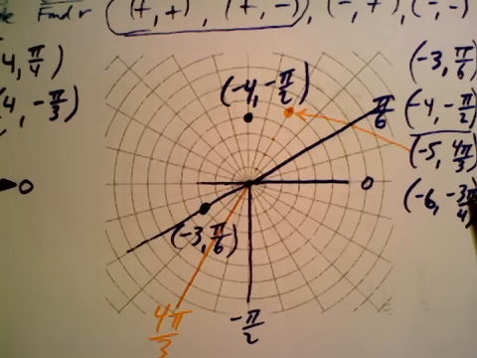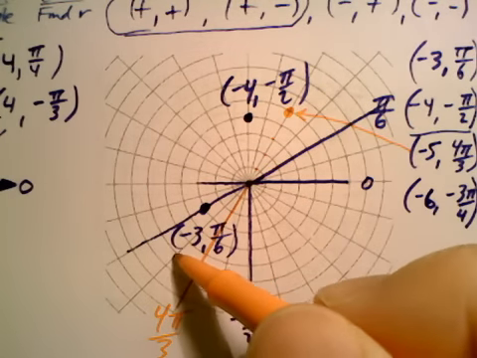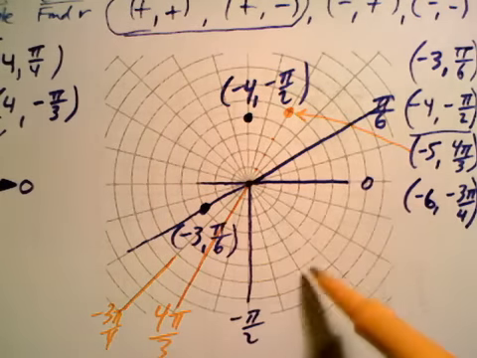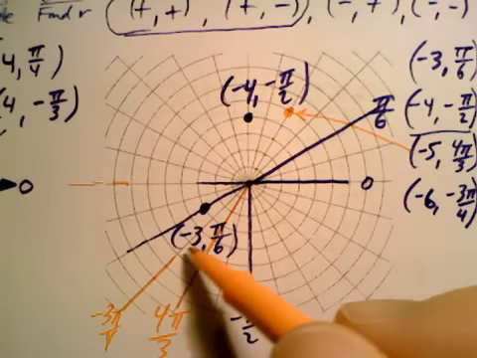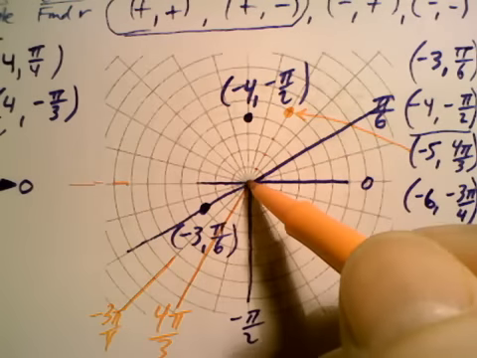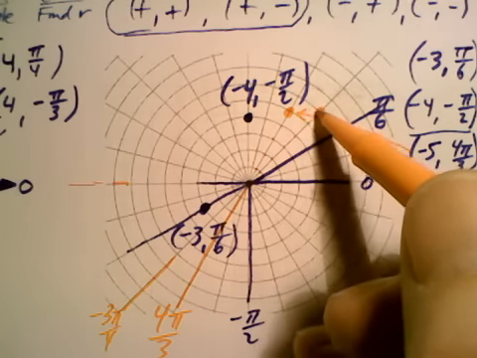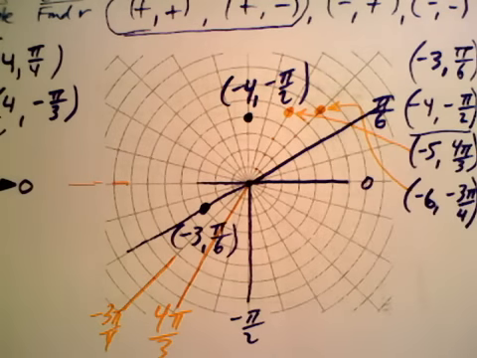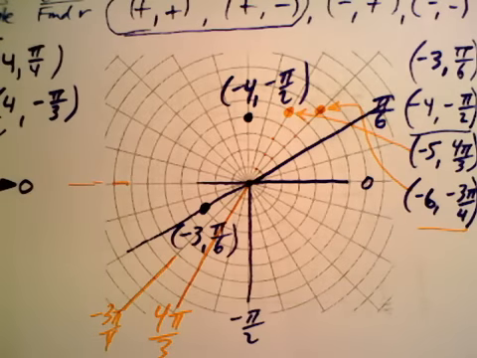Next one, -6, -3 pi over 4. Find the angle, -3 pi over 4, which is right here. 1, 2, 3 pi over 4. 4 pi over 4 would be all the way over here to pi. So instead of going towards -3 pi over 4, we're going to go away from it. So -6, we're going to go 1, 2, 3, 4, 5, 6 in the negative direction, and that brings us to right there. So -6, -3 pi over 4 is right there in the first quadrant.